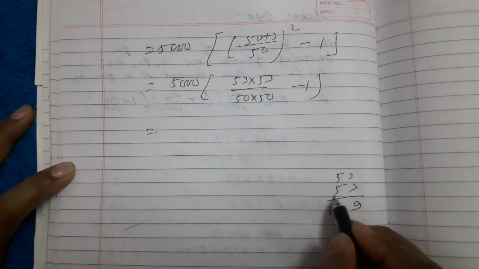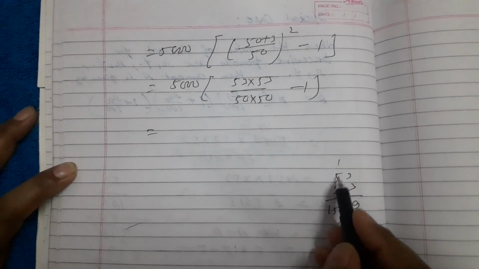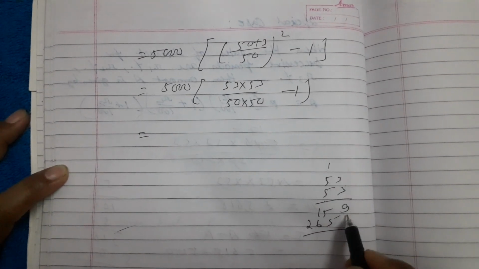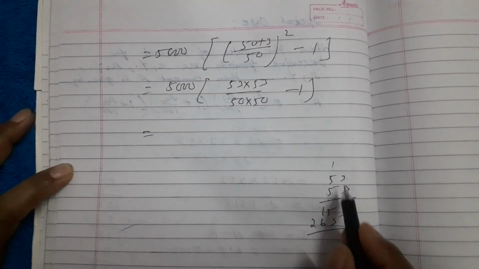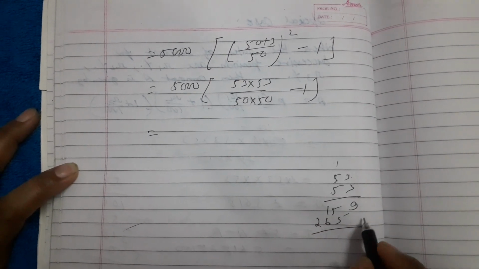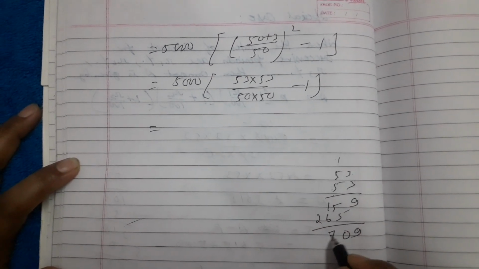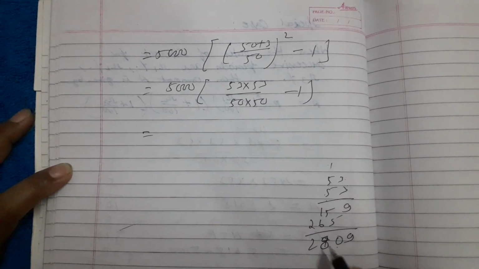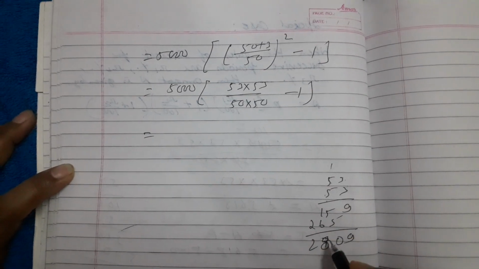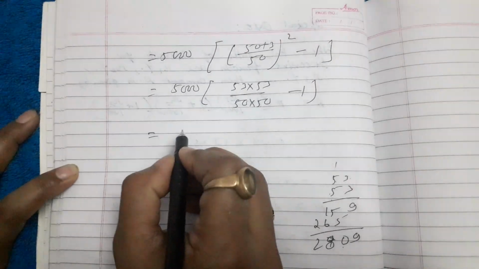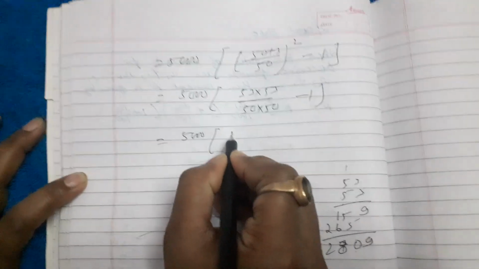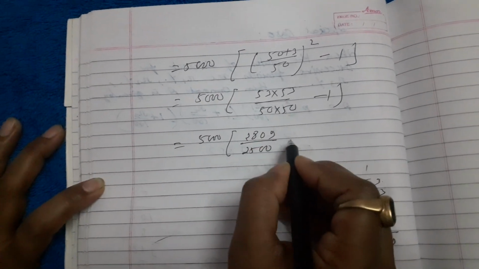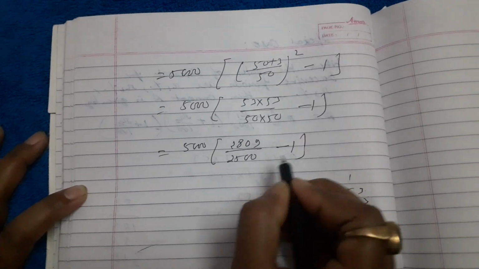3 3s are 9, 3 5s are 15, 5 3s are 15, remainder is 1, 5 5s are 25, 1 is 26. Check once again. 3 3s are 9, 3 5s are 15, 5 3s are 15, remainder 1, 5 5s are 25, and 1 is 26. Correct? Okay. So 9, 10, and this is 8, 5 5s are 10, 6, 1 is 7, and 1 was remainder, 2809. So it is 5000. Here is 2809 divided by 2500, because 50 times 50 is 2500, minus 1.